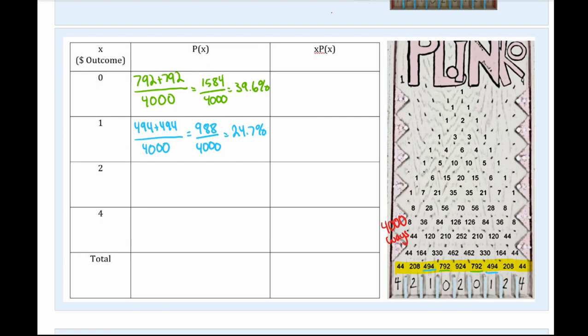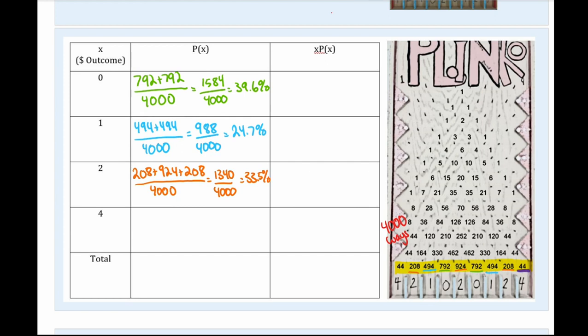For 2, here we have 3 slots or containers that we could land in. 208 plus 924 plus 208, all divided by 4,000. Again, the total number of ways, so just our standard probability, NA over NS, that we've done in the past. 1340 divided by 4,000, 33.5%.